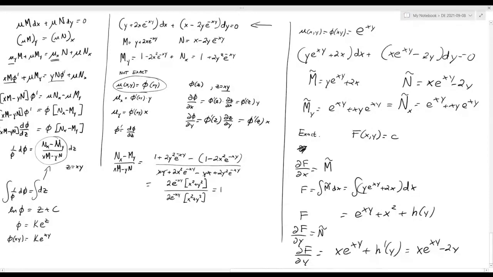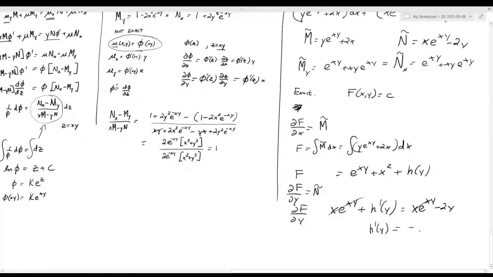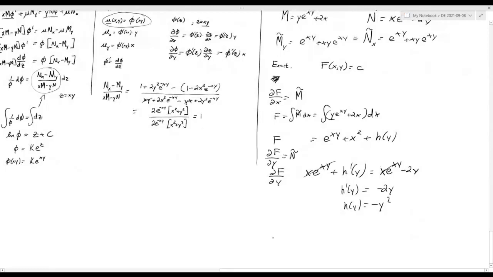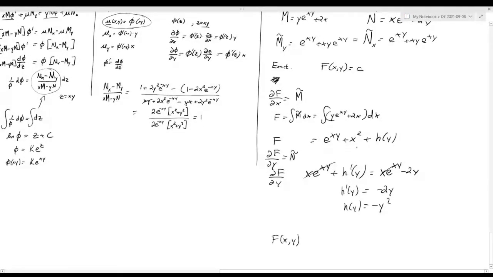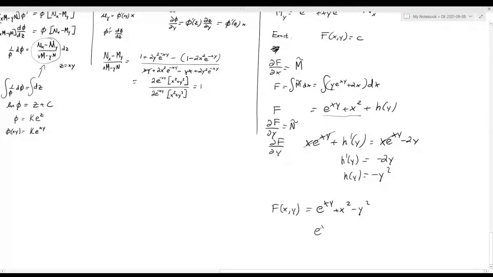These cancel, and we have that h prime as a function of y is just negative 2y. So h must be minus y squared plus a constant. So now we can update F. Our function of x and y, big F, is equal to this expression, and then we know h of y is negative y squared. And our solution curves are level curves of this function.